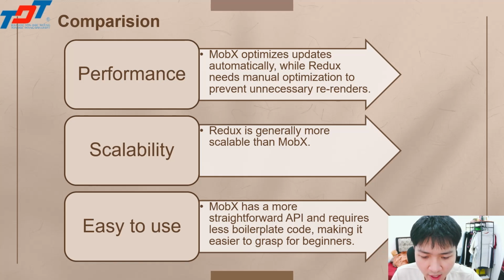Redux has a steeper learning curve due to its strict principles and the need to understand concepts like reducers and actions. MobX has a more straightforward API and requires less boilerplate code, making it easier to grasp for beginners.